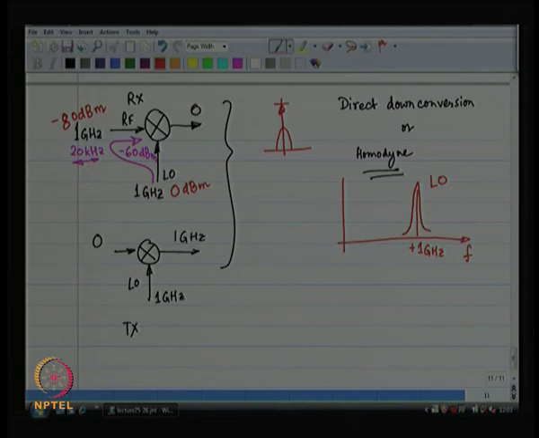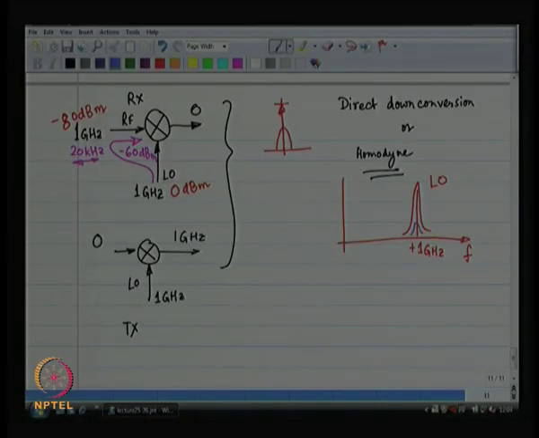And when you do LO times LO, what is going to happen? When you do multiplication in the time domain, you do convolution in the frequency domain, right. When you convolve this with this, the attenuated version of the LO, what do you expect to get? You expect to get the square of the LO, which is spread around. All right, and that is going to come on top of your signal.